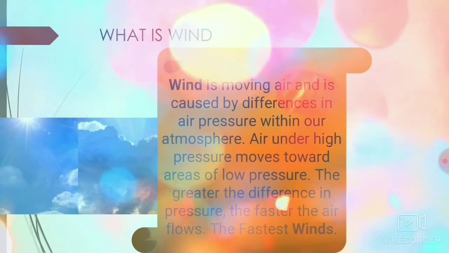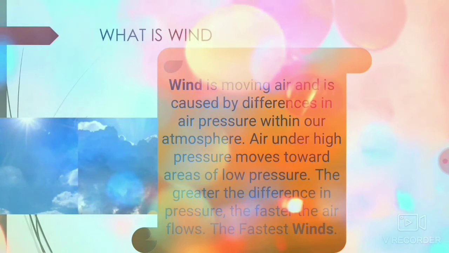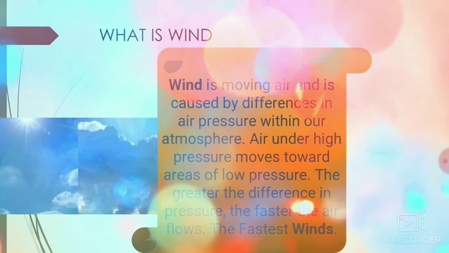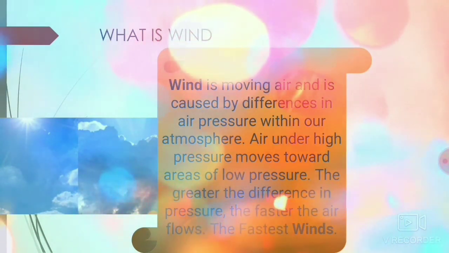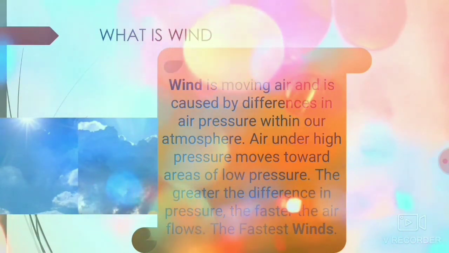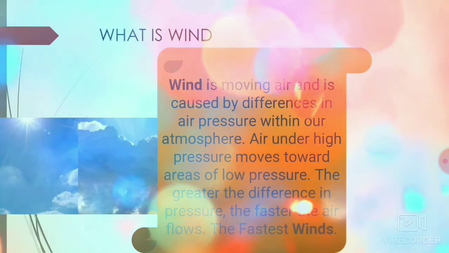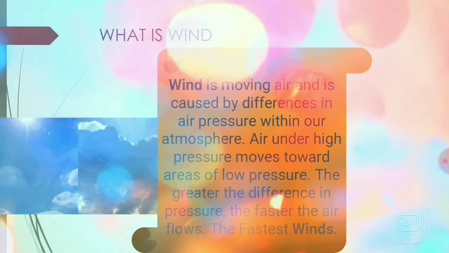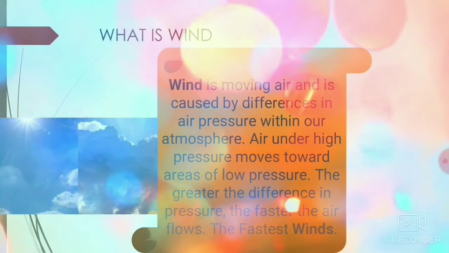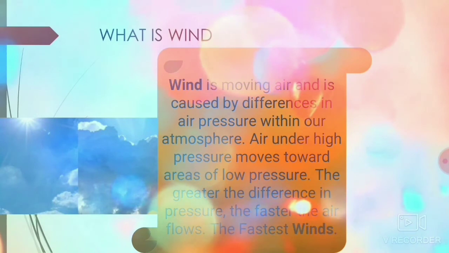And now let's learn about what is wind. Wind is moving air and is caused by differences in air pressure within our atmosphere. Air under high pressure moves towards the areas of low pressure. The greater the difference in the pressure, the faster the wind flows. Friends, wind means moving air, but due to the pressure it can change. Sometimes when the pressure is high, it can go fast, or when it's low, it can go slow.